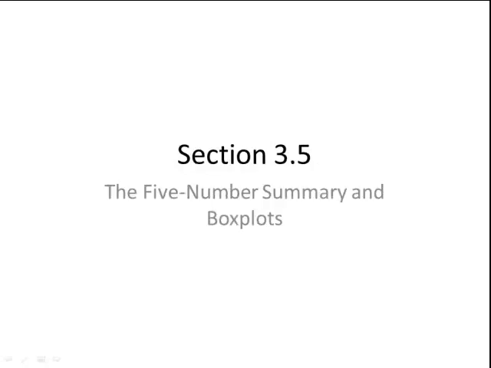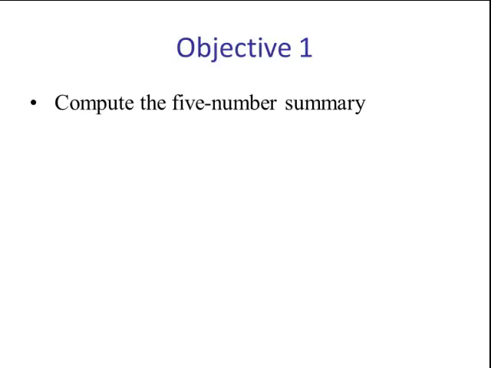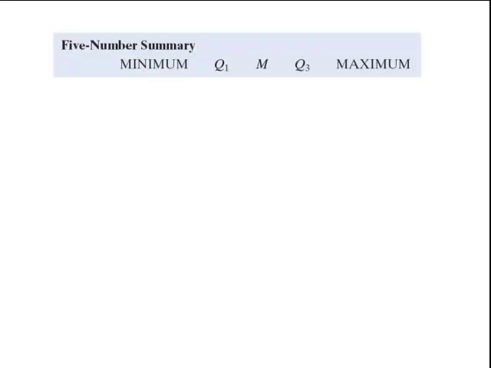Section 3.5, the 5-number summary and box plots. There are 2 lesson objectives: compute the 5-number summary, and draw and interpret box plots. Lesson objective number 1. The 5-number summary simply is the minimum, Q1, the median, Q3, and the maximum.